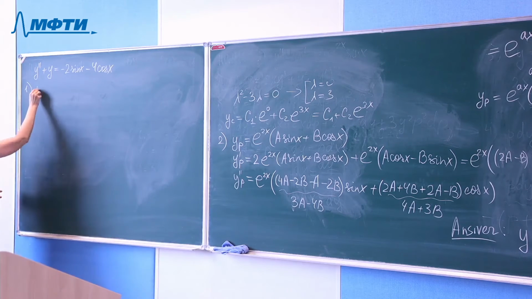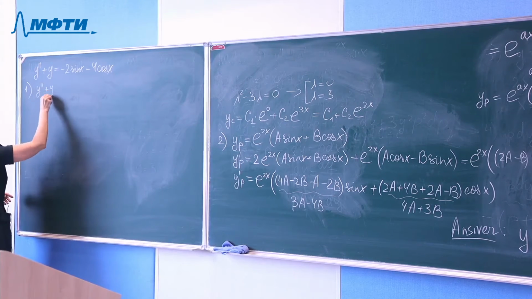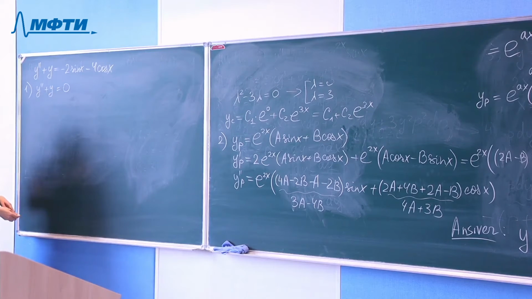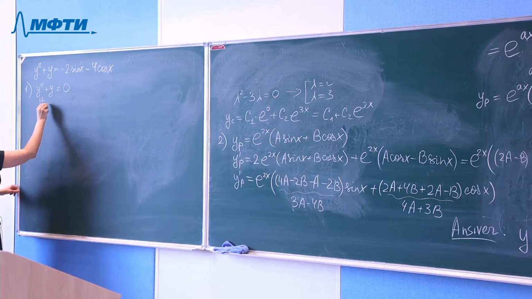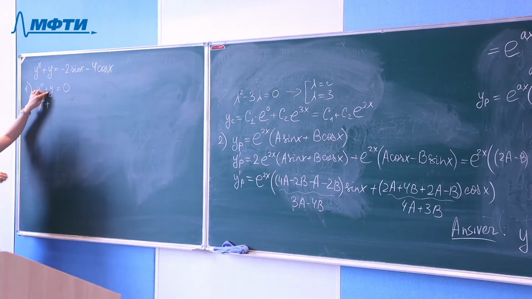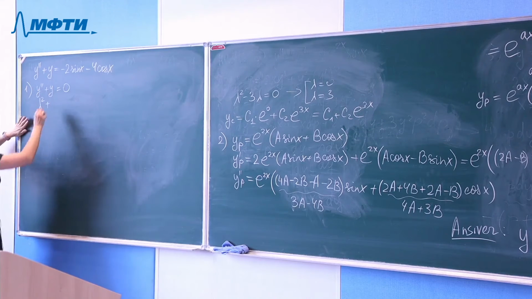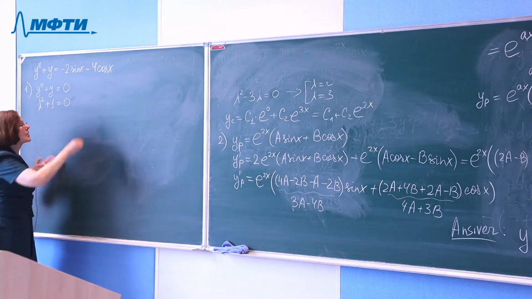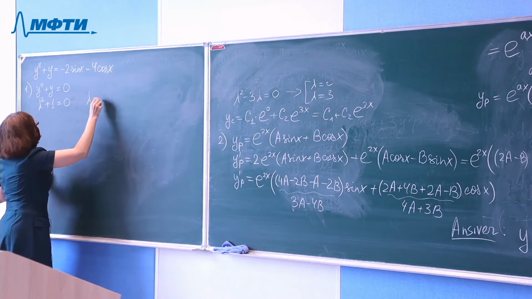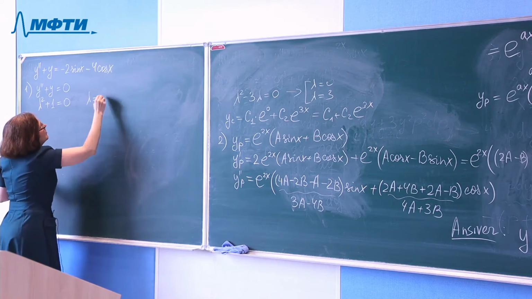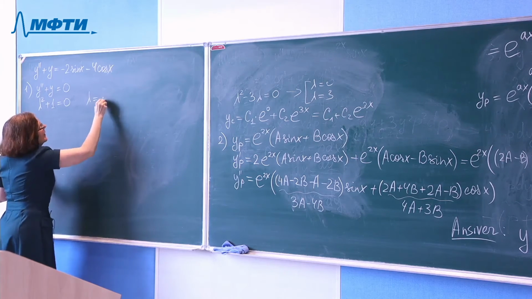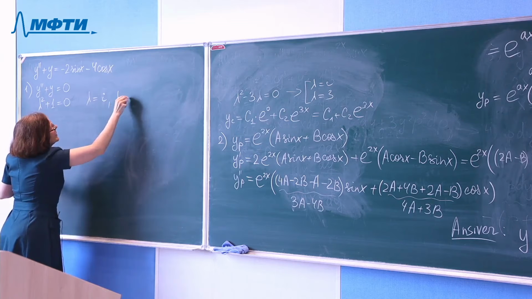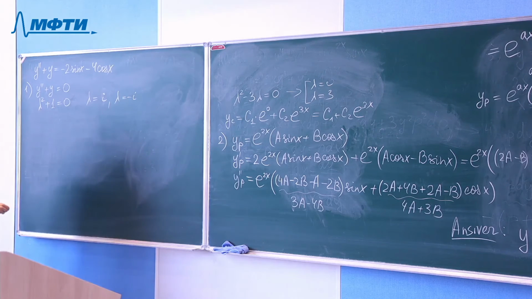Step number 1, solve the homogeneous equation, equals 0. What is the characteristic equation? It is lambda squared plus 1 equals 0. So we have complex roots. Lambda equals i and lambda equals negative i. So 2 complex roots.